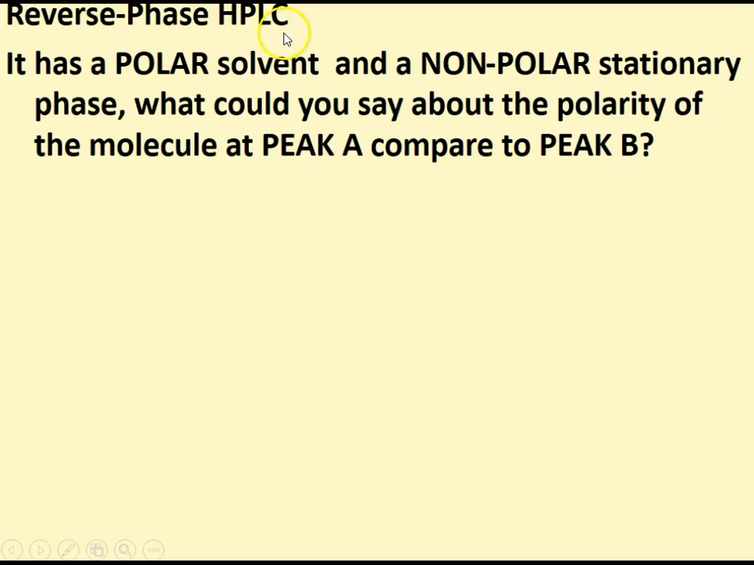So reverse phase HPLC is the main one that we're studying. Reverse phase HPLC has a polar solvent, so a polar mobile phase, and a non-polar stationary phase. So if we've got a polar solvent and a non-polar stationary phase, what could you say about the polarity of the molecule at peak A compared to peak B?